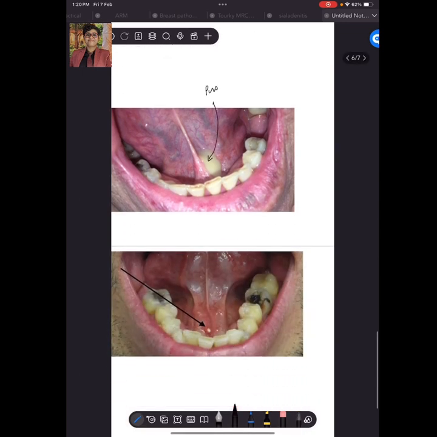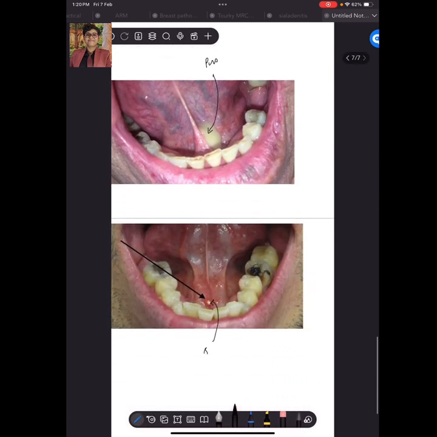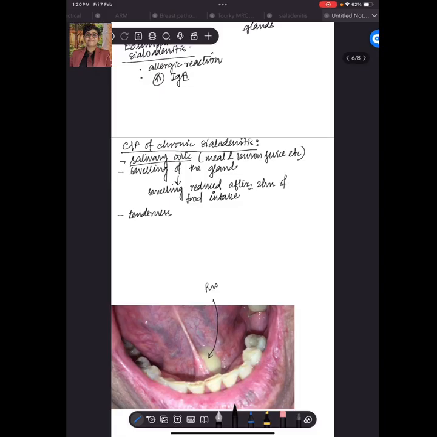We might be able to see the stone in the per oral examination. Oh, there is another thing. We're talking about salivary colic. There is another colic that is known as lingual colic.